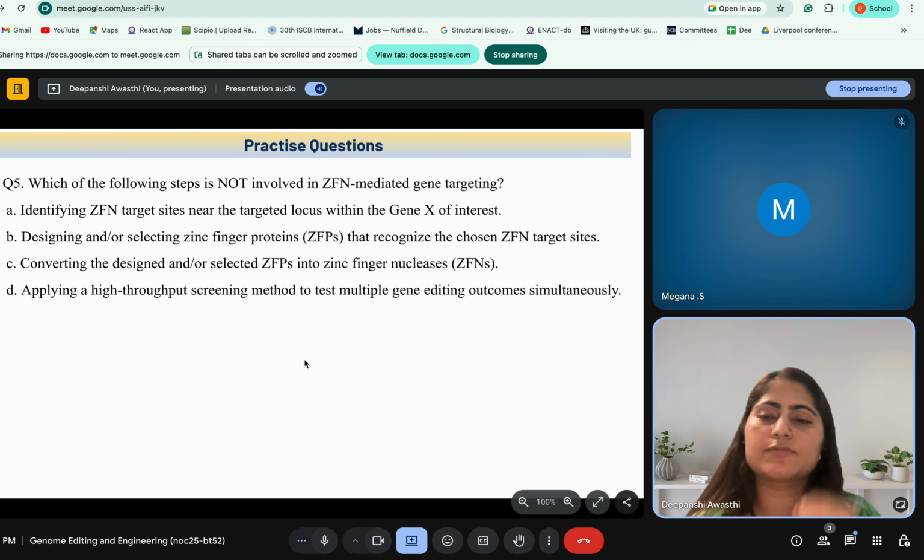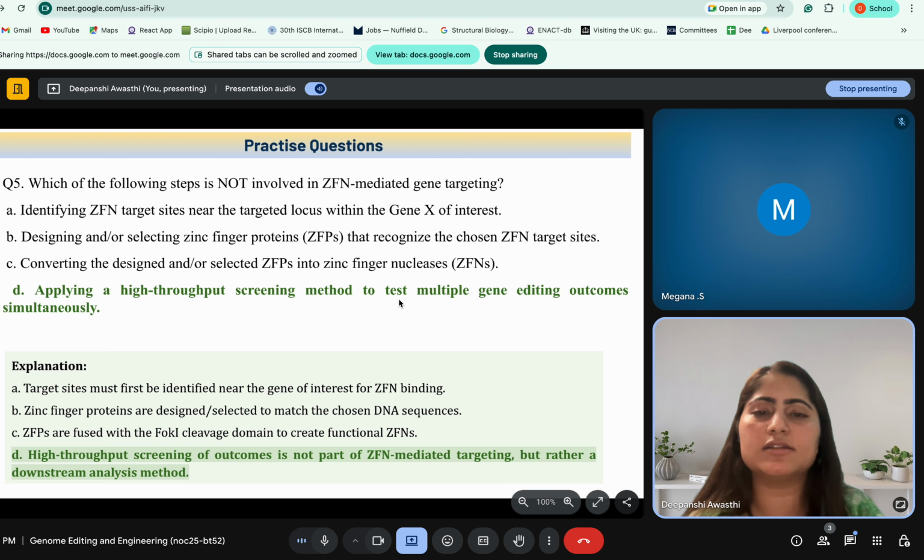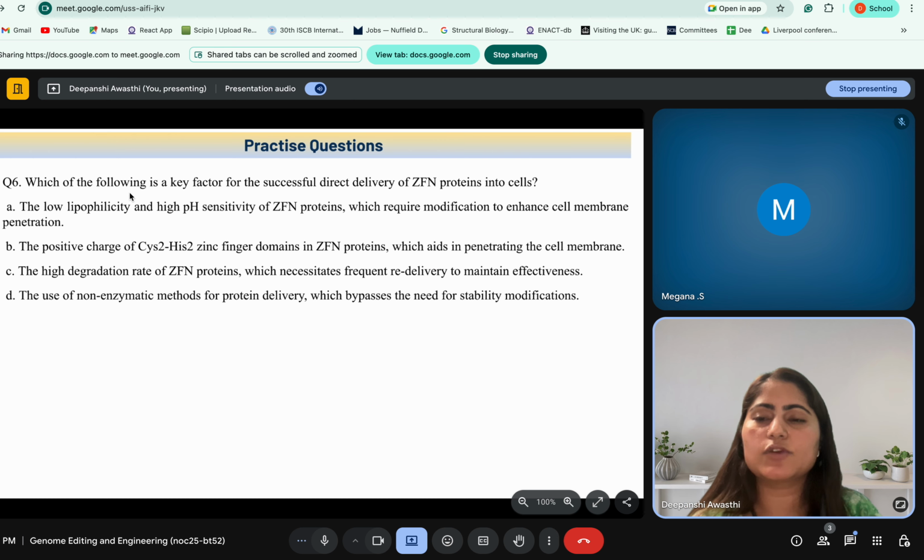Okay, now you have to tell which step is not involved. Yeah, so you're right. Applying high throughput screening methods to test multiple gene editing outcomes simultaneously is not involved in gene targeting. The rest are involved. Okay, so next question is which of the following is a key factor for successful direct delivery of zinc finger proteins into the cells? So this is the direct delivery.